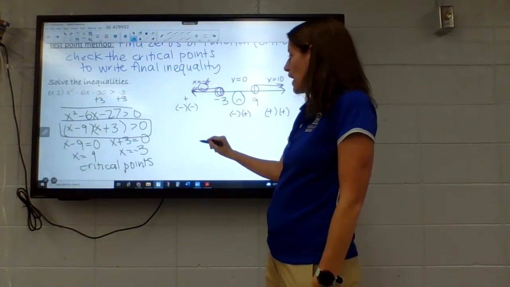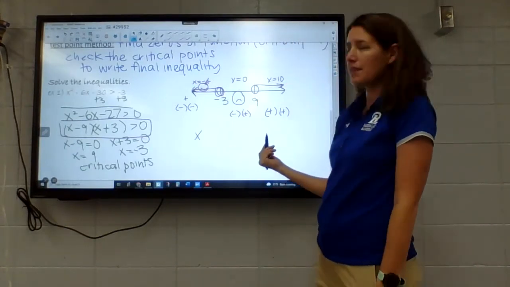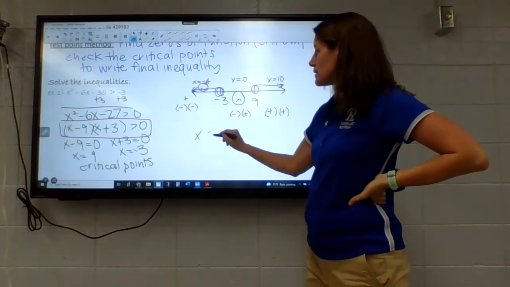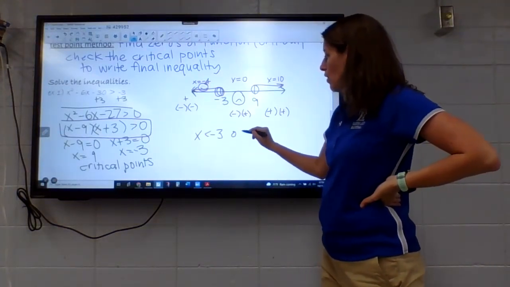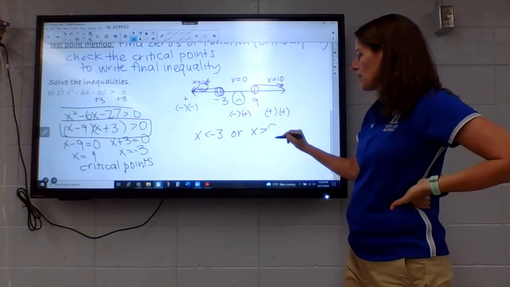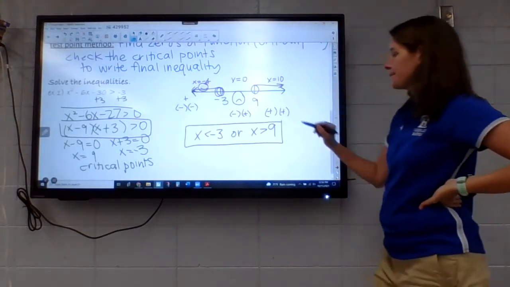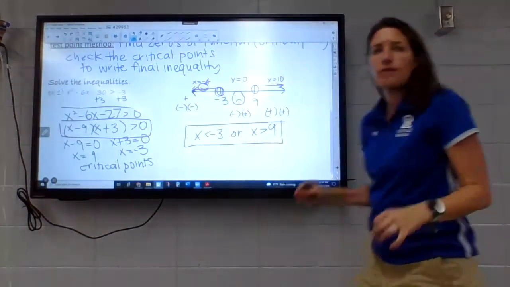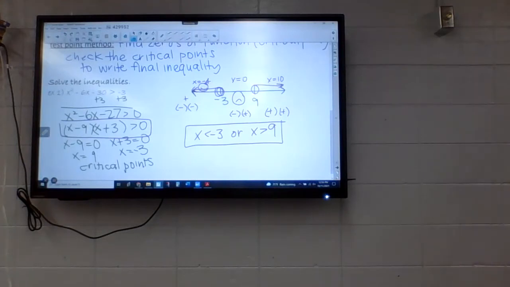So I would write that then as an inequality. We call this an OR inequality because it's going out to both sides. So x is less than negative 3, or x is greater than 9. Now again, they're not equal to because there's no equal to line in this problem. If there was the equal to line, then we want to include that as well.